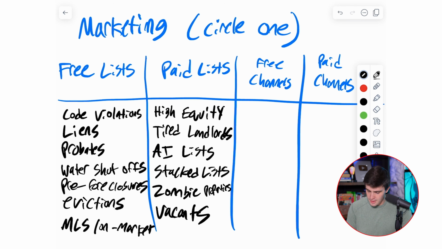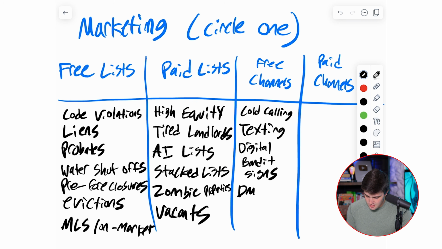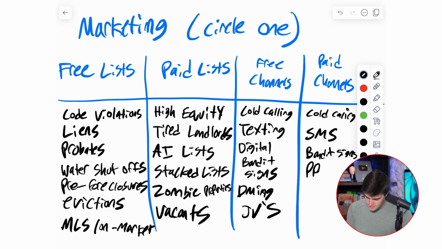Then there's also other channels, right? There's free channels. There's cold calling, which you probably heard a lot about. There's texting, which actually is free with Google Voice. There's digital bandit signs. There's DMing or even messaging on Facebook. There's JVs. There's a lot of ways to find other wholesaling deals, right? And then there's also paid channels. So again, you can pay for cold calling, getting like a software for it, getting an SMS software, actual bandit signs. Heck, you can do PPC, SEO. You can run Facebook ads. Heck, you can even do direct mail. Now there's a lot more, but this is basically what you got to know.